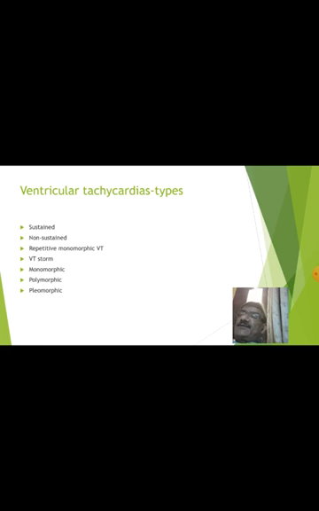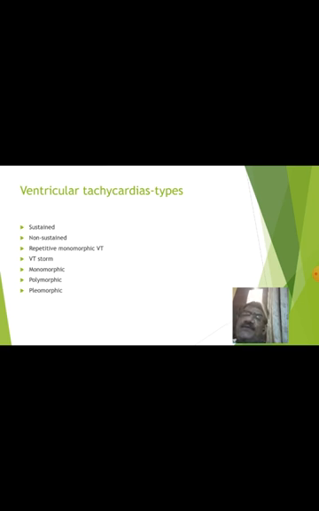The most important types are the sustained ventricular tachycardia, where there is a tachycardia for more than 30 seconds, or even if it's less than 30 seconds, if there is a hemodynamic compromise, you call it a sustained ventricular tachycardia. Then the non-sustained ventricular tachycardia, the duration is less than 30 seconds and there is obviously no hemodynamic compromise. Then there is the repetitive monomorphic ventricular tachycardia, where the episodes of non-sustained ventricular tachycardia constantly repeat. That is a repetitive monomorphic ventricular tachycardia.